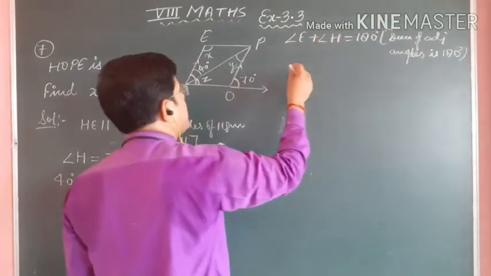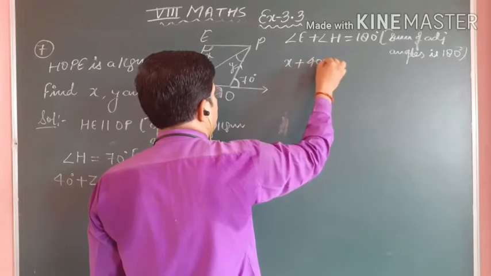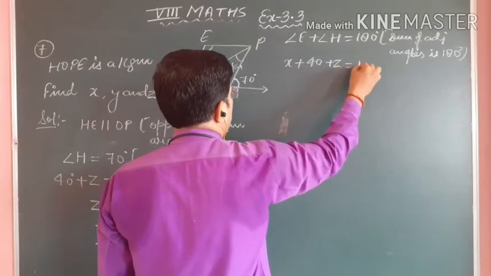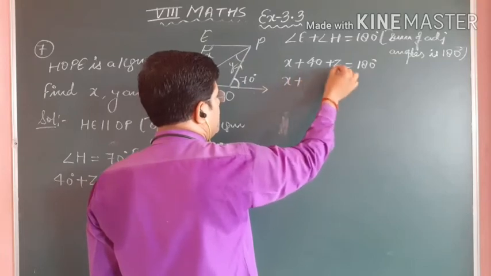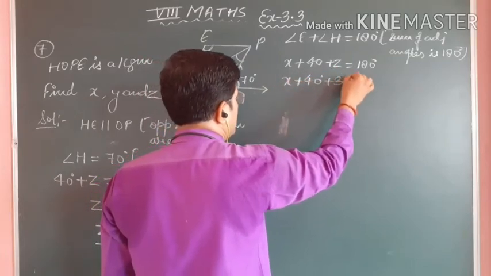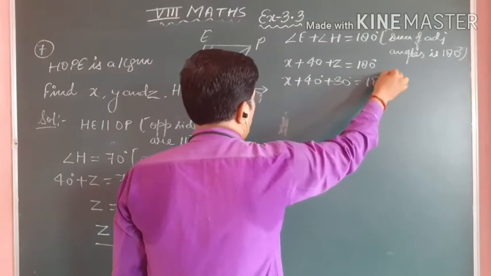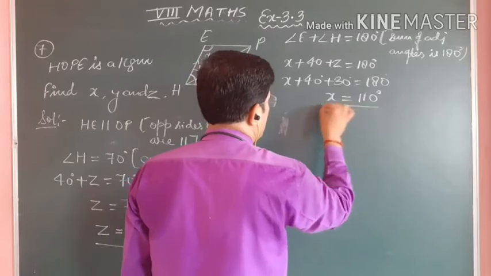So here we can write E as X and H have two parts. 40 plus Z is equal to 180. Now we have to find X from this side. Here 40 and Z is already 30, 180. So X equal to 110 degree.